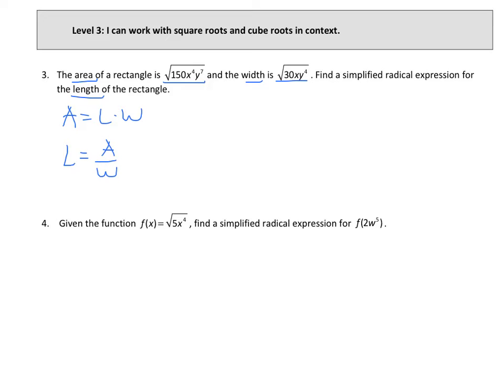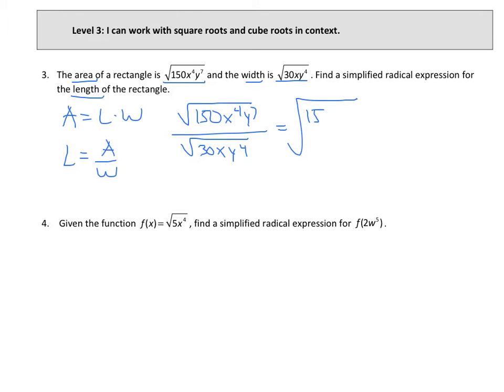So to find an expression for the length of this rectangle, we're going to divide the square root of 150x to the 4th y to the 7th divided by the square root of 30xy to the 4th. And I'm going to put this under one giant square root and simplify the inside first. Okay, so 150 divided by 30 is 5.